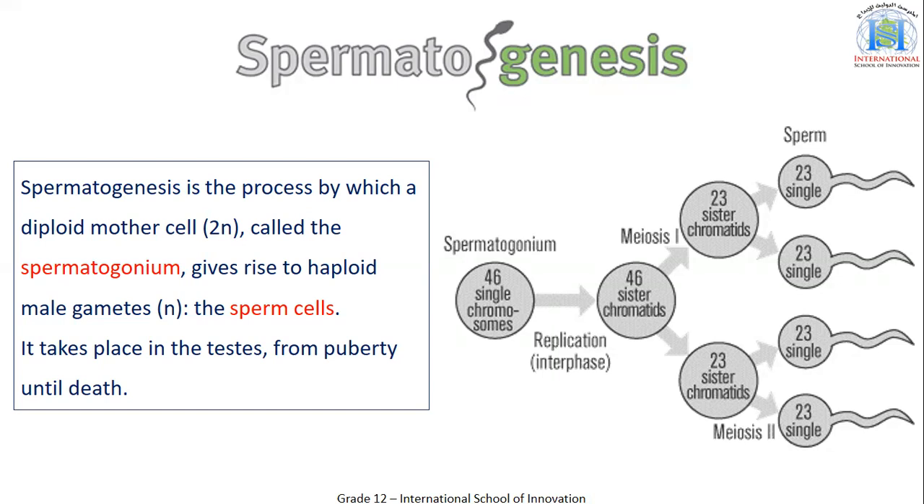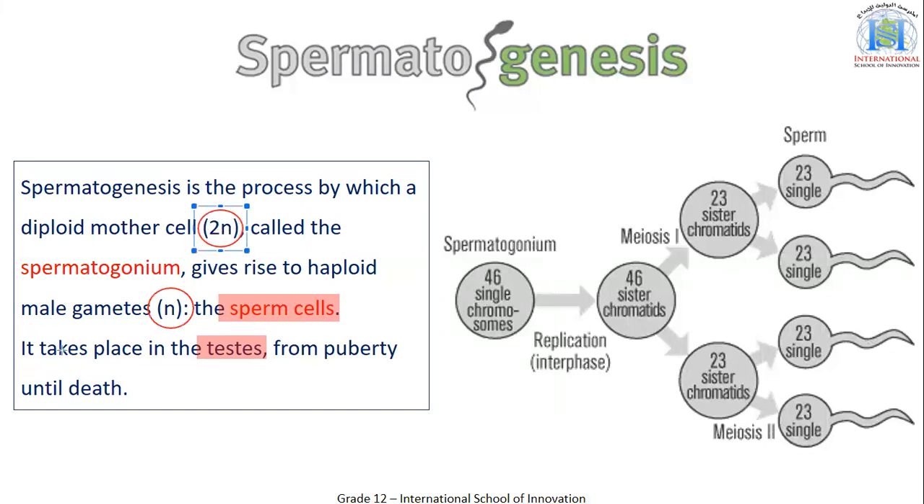Spermatogenesis is the process of formation of sperm cells in the testicles of males. So spermatogenesis happens in the testes or testicles of the male reproductive system. It gives the sperm cells. Sperm cells are haploid cells, and we get those cells from diploid cells.